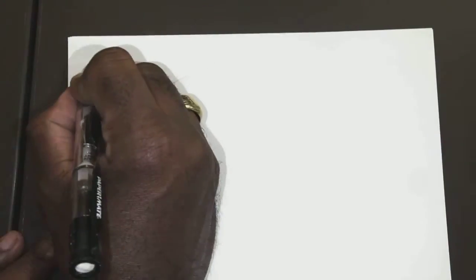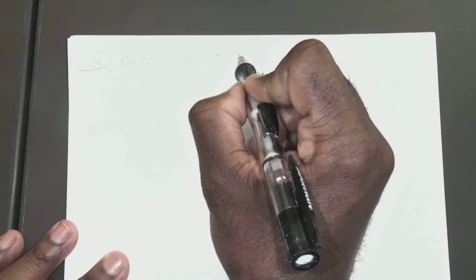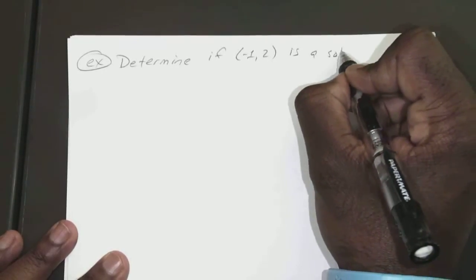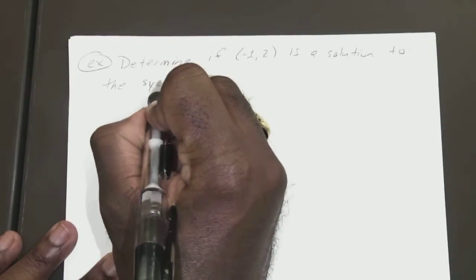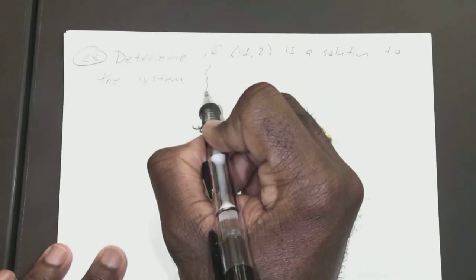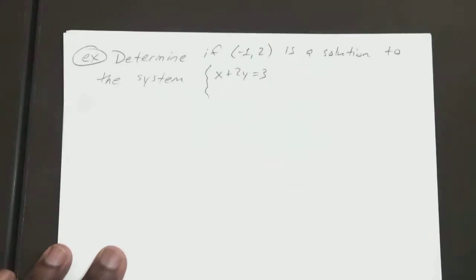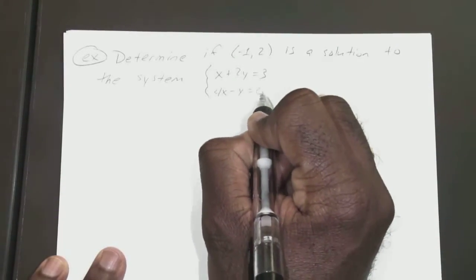Alright, so say we wanted to determine if (-1, 2) is a solution to the system. In this system, the first equation is x plus 2y equals 3. And the next is 4x minus y equals 6.